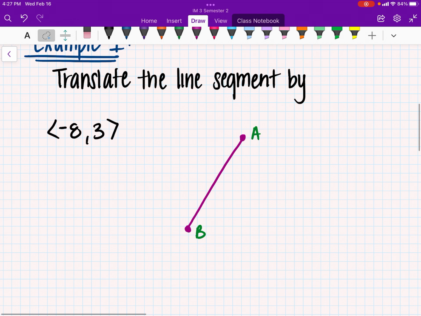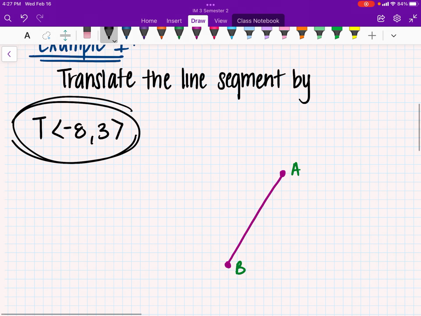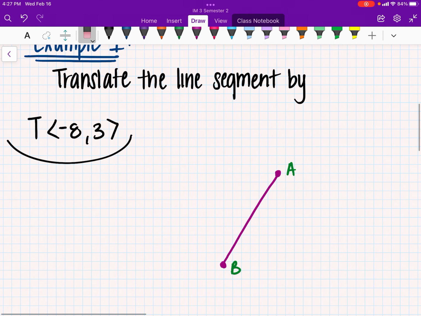And in this case, I actually want to go ahead and translate this segment using that transformation. So this here would be T. This is our transformation. And in this case, we want to translate the segment AB. Now, in this case, they are asking me to translate it -8, 3. What they're asking us there, once again, is we have to move the object, or in this case, each of the points, -8 and 3.